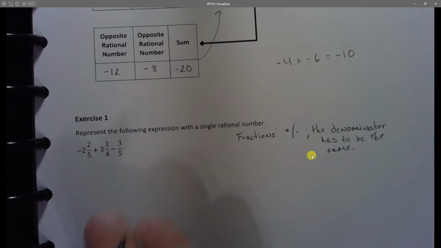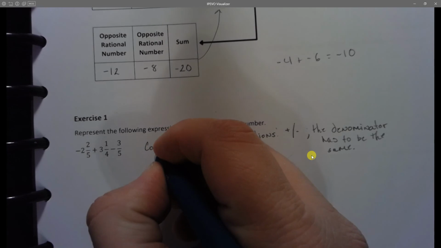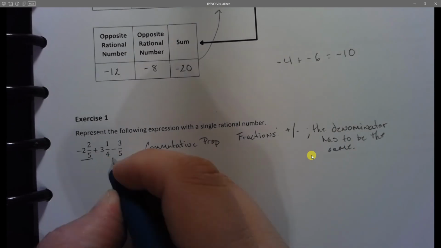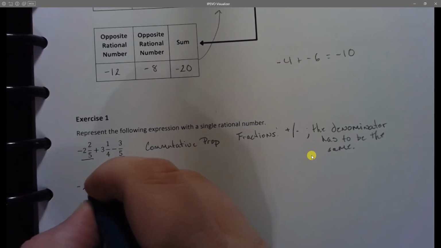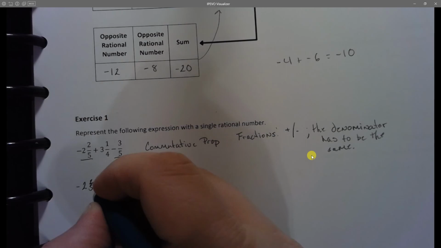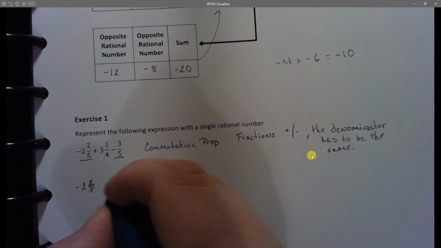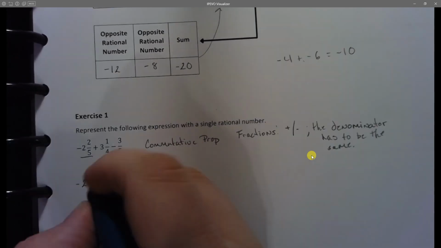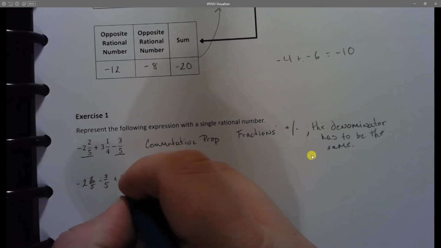Now, the first thing I'm going to do is use the commutative property here. I'm going to use the commutative property to help me out because I want to rearrange this to where this number and this number are together. So I'm going to say it's a negative 2 and 2/5 minus 3/5 plus 3 and 1/4.